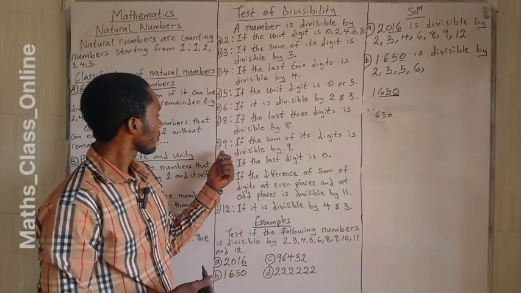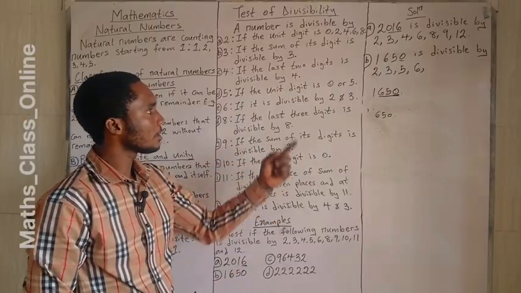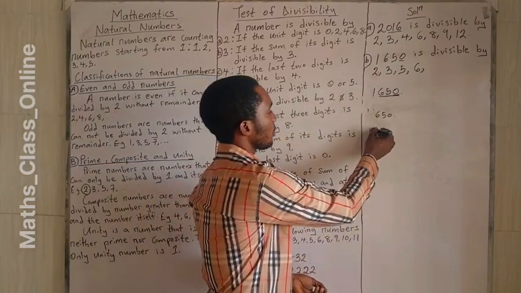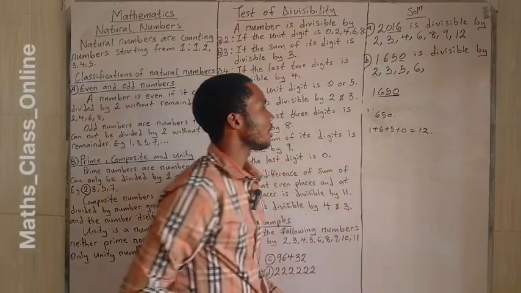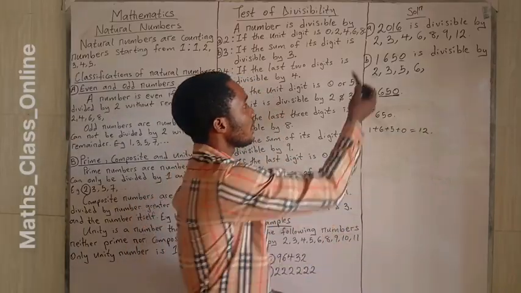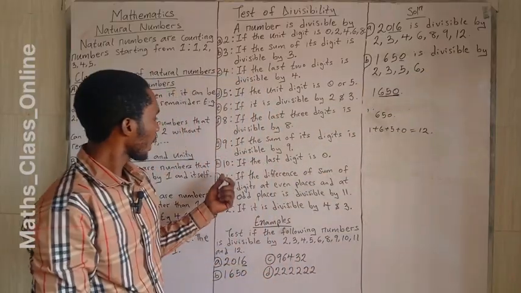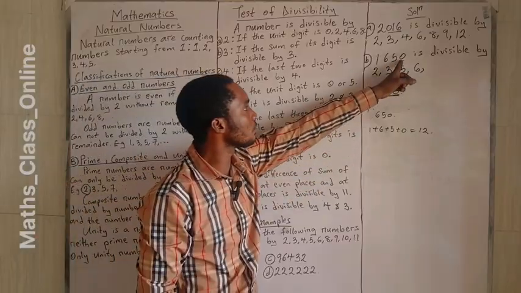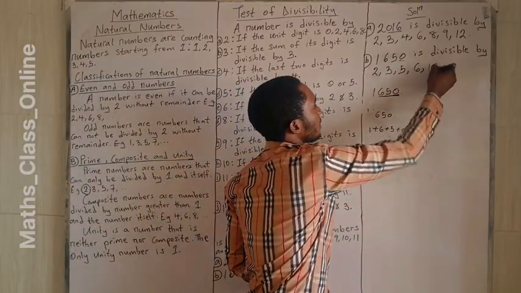The next number, 9. If the sum of its digits is divisible by 9, the sum of the digits of 1650 is what? 1 plus 6 plus 5 plus 0, and that is 12. Can 9 divide 12? No, 9 cannot divide 12. That means 1650 is not divisible by 9. 10. If the last digit is 0, the last digit we have here is 0. That means it is divisible by 10.